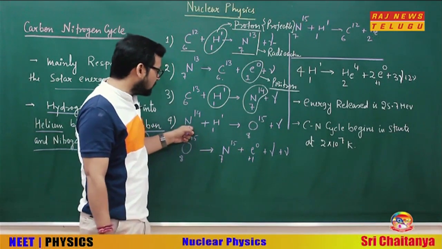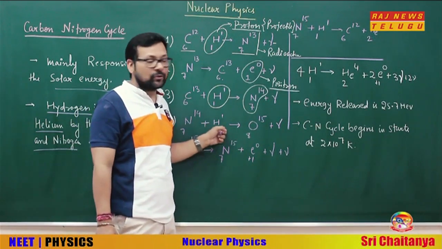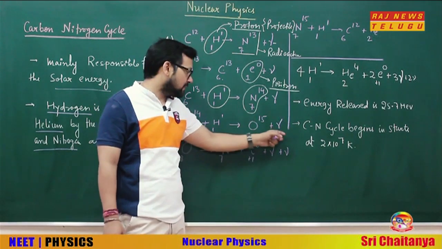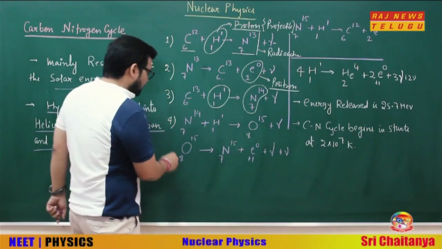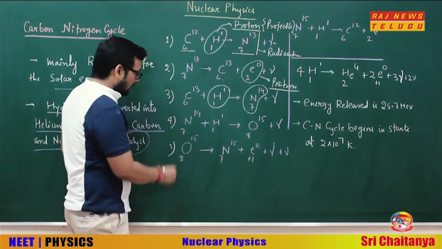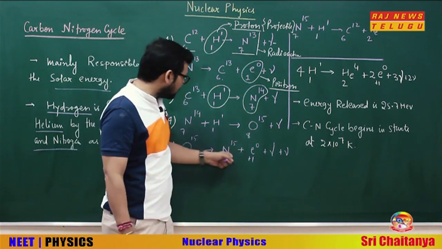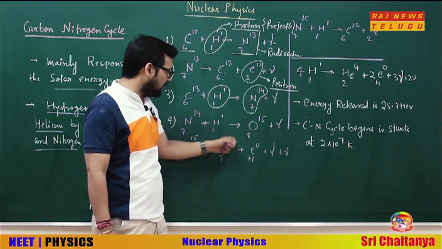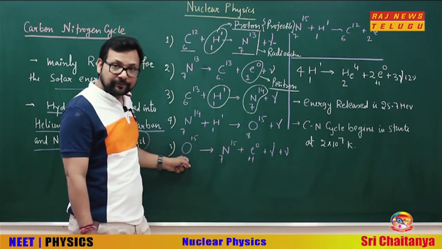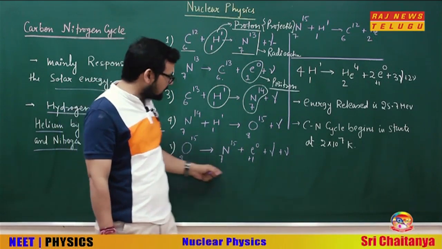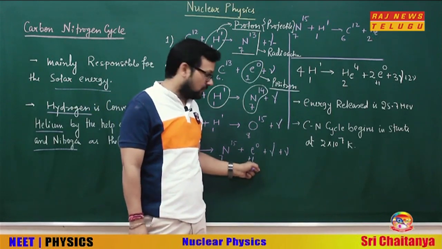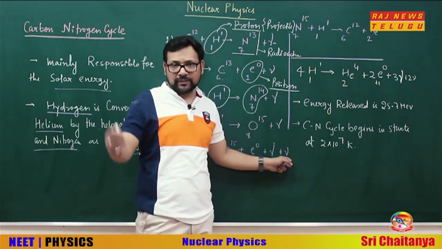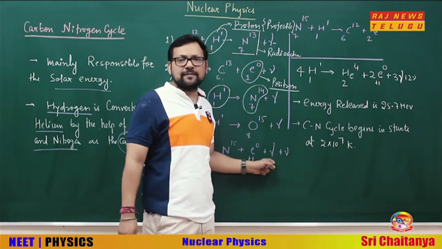This natural nitrogen is being bombarded by proton again. What is being formed? Oxygen 15. Energy is released. Fifth step. This is again nitrogen. First is natural, then its isotope, nitrogen 15, and again unstable. What is that unstable one releasing? Positron to get stability. Positron, then neutron is also there, positive beta decay, and energy is releasing.